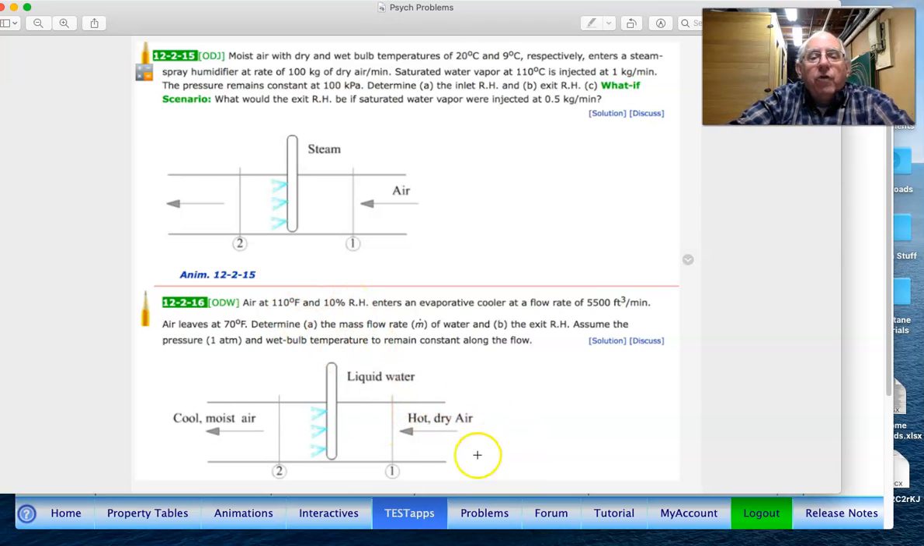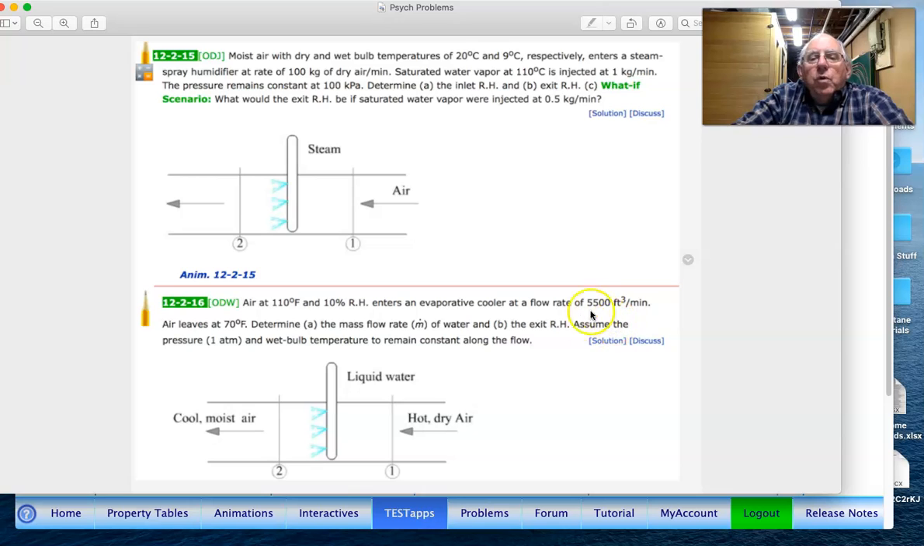So this is hot, dry air coming in, and it enters an evaporative cooler with a given flow rate. This is an English problem. The air then leaves at 70 degrees, and we want to determine how much mass flow of water had to come in as liquid in order to evaporate and cause the hot, dry air to cool down.